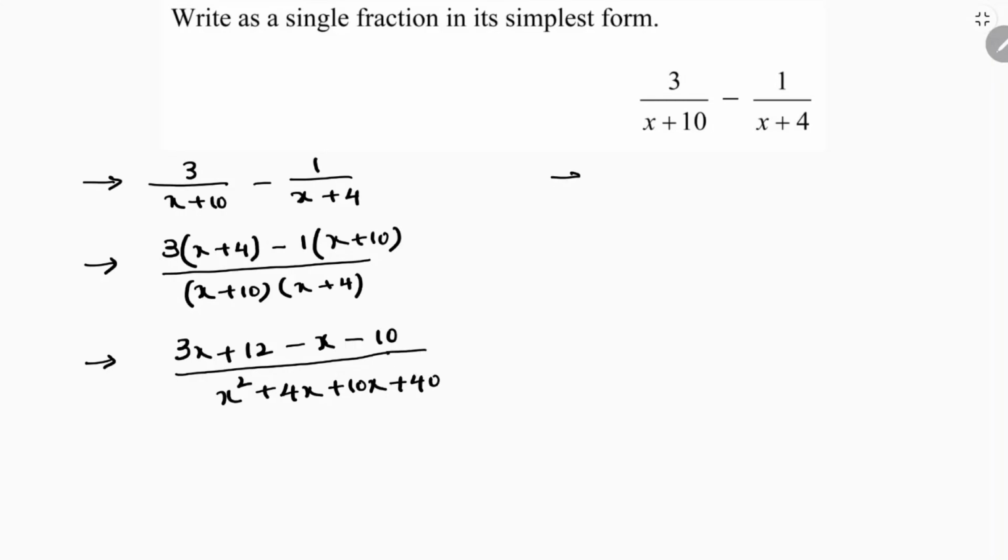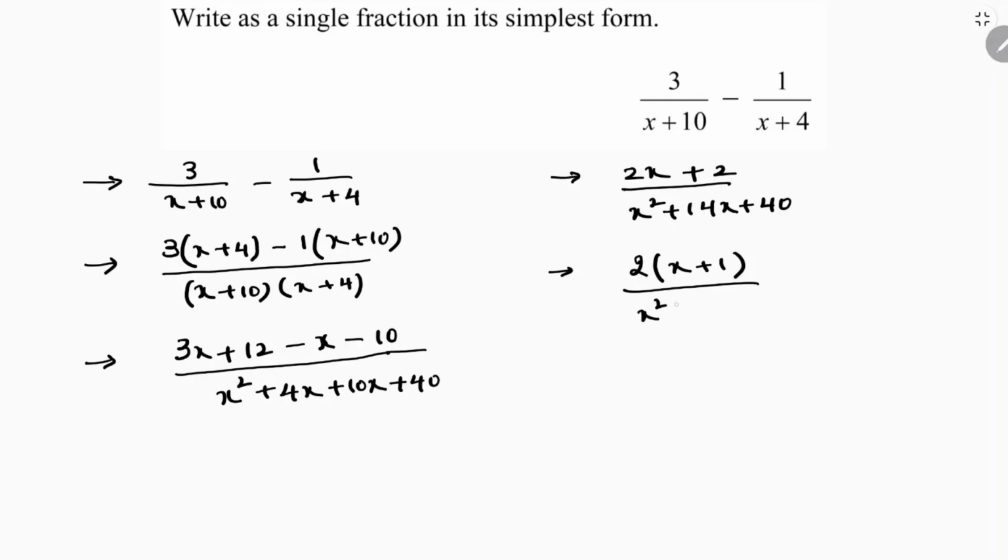So the next step is 3x minus x is 2x. 12 minus 10 is 2, by x square plus 14x plus 40. In the numerator you can take 2 common. So if I take 2 common, 2 into x plus 1, by x square plus 14x plus 40.